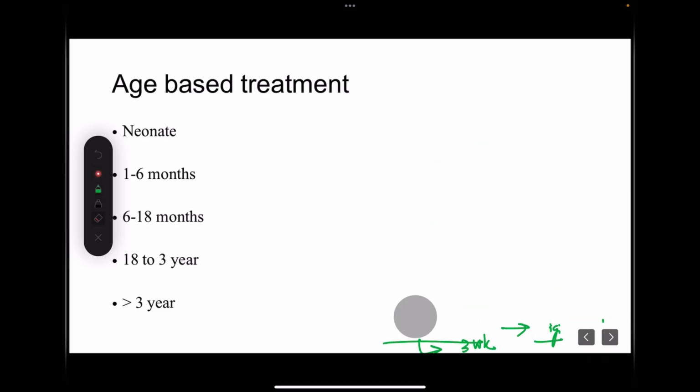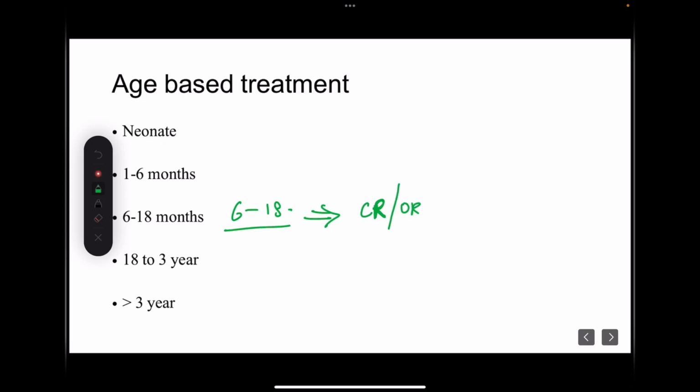But after 6 months, if a child of 6 to 18 months is coming to us, then most of the time we have to do closed reduction, and sometimes open reduction might also be needed, with hip spica for 6 weeks. Then we will reassess after 6 weeks, and mostly the job is done.